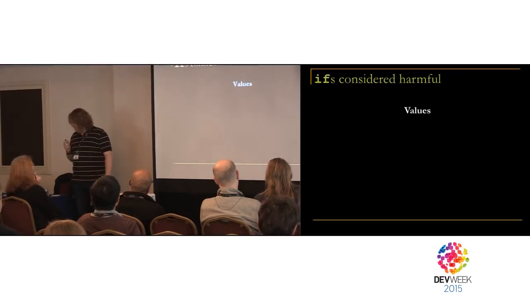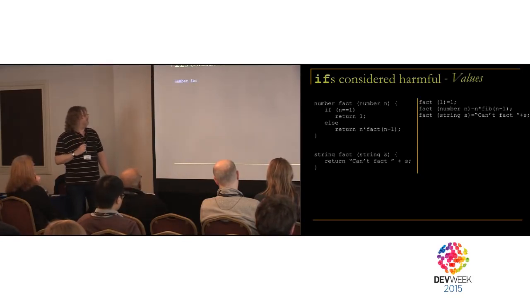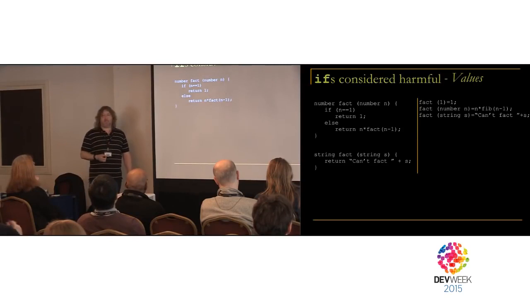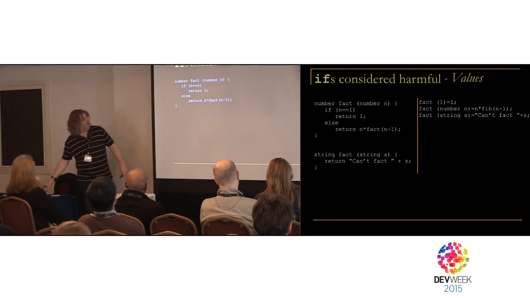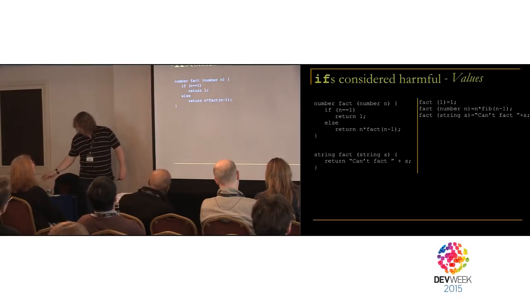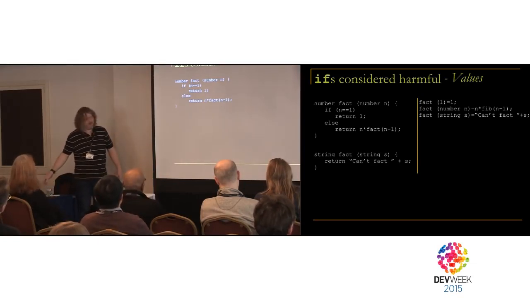Let's talk about values. There is something very wrong with this program. Now, here is a factorial program written in a modern language. It's a fairly trivial thing. It's a recursive function. Anybody not understand how this works?